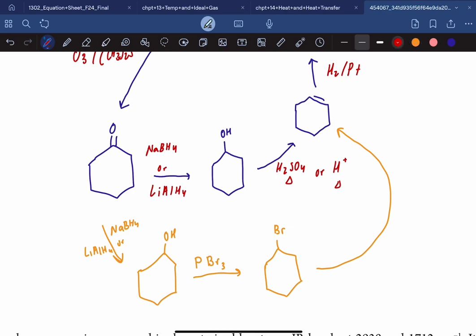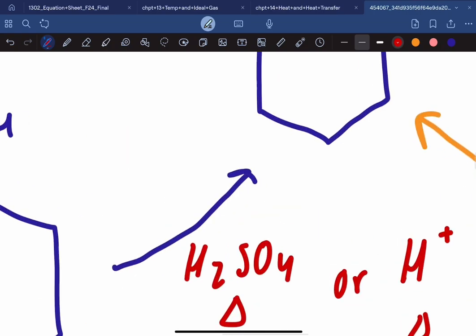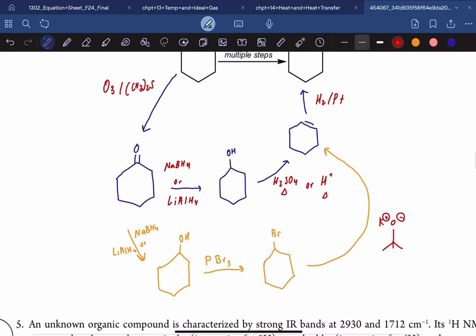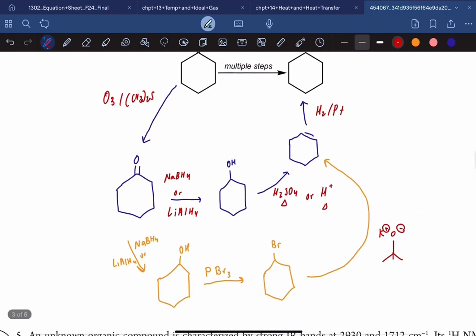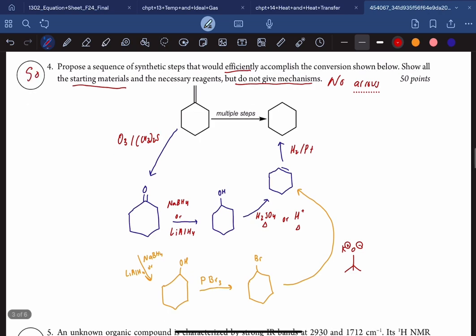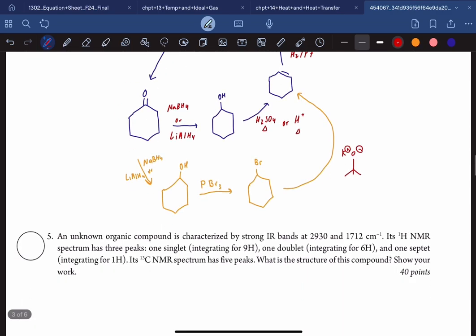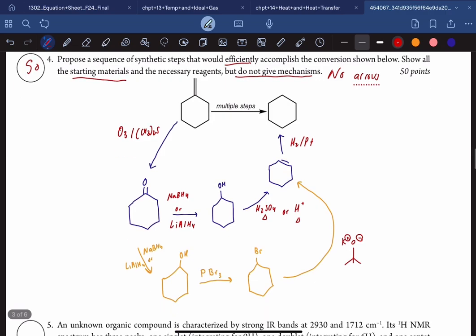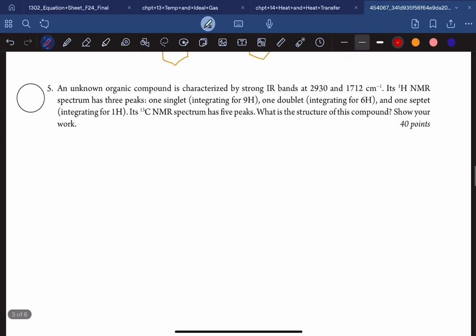And that's what? Exactly, tert-butoxide. So if you are confused on how to do this acid catalyzed elimination, then you can do this bromine route as well, in orange. Both of these are effective, and you should get full points for both of these. So that's like 50 points here? Okay, so that's it for the synthesis. If you're really confused, you can message me and we can work through this. But let's move on to number 5.